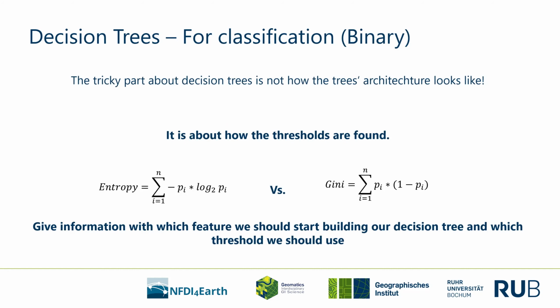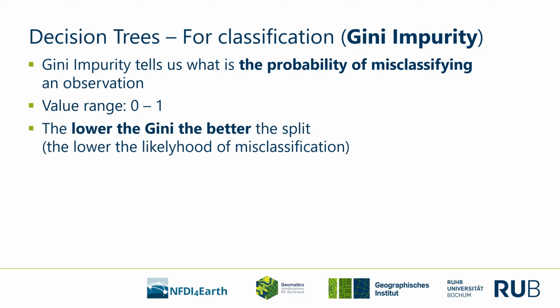The two most commonly used algorithms to solve this problem in random forest are entropy and Gini impurity. These are two different approaches to finding suitable thresholds. These two algorithms then give us insights into which feature, in our case x0 and x1, and which thresholds we should start with, and which features and thresholds should follow for the split thereafter. We will start by looking at Gini impurity. It is the default algorithm used in the Python package that we will use later.